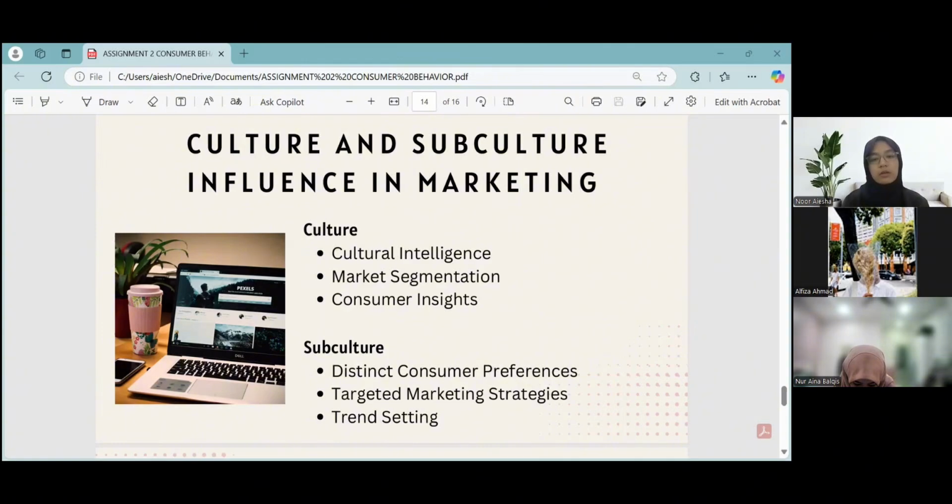Marketers can leverage subculture trends such as urban streetwear, which often influence the broader market trends, to position their product as innovative and relevant. So together, subculture and culture provide a valuable framework for developing impactful marketing strategy that can connect with diverse consumer groups.